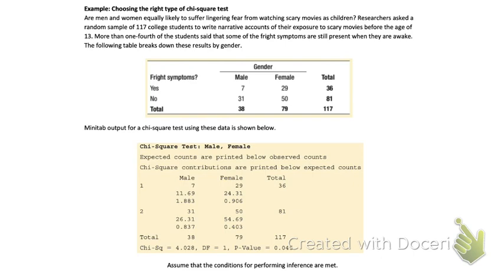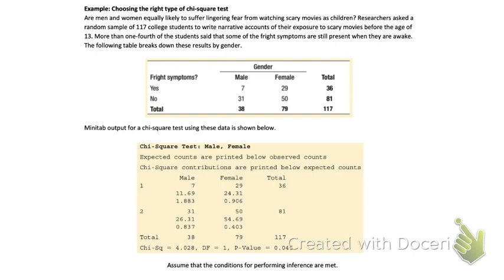If I add up those contributions, I should get the chi-square test statistic. Why are the degrees of freedom 1? 2 minus 1 times 2 minus 1 is 1 times 1, which is still 1. The p-value is right there. All right, cool. It even tells us we can assume the conditions are met. We don't even have to check the conditions.